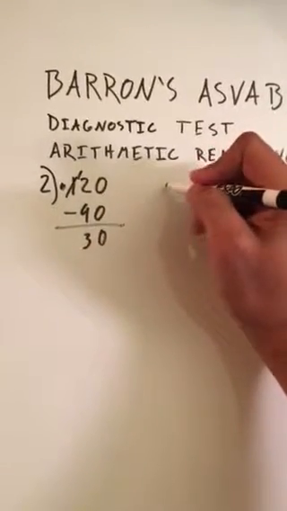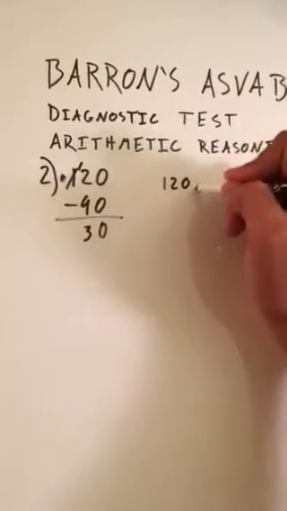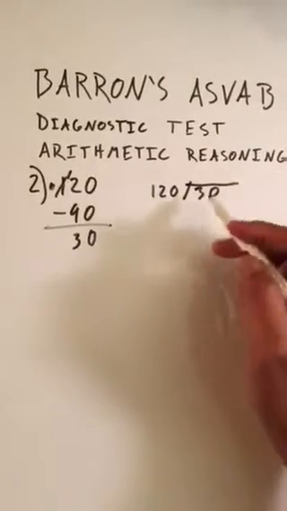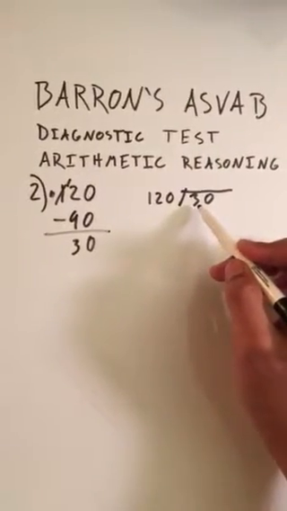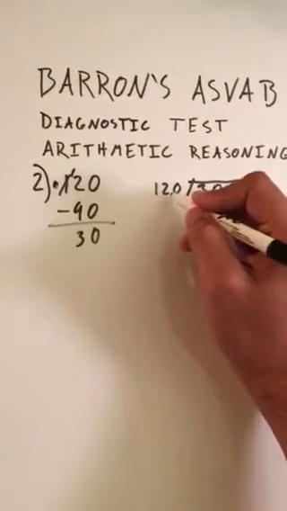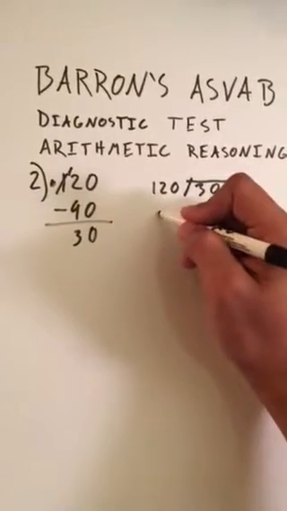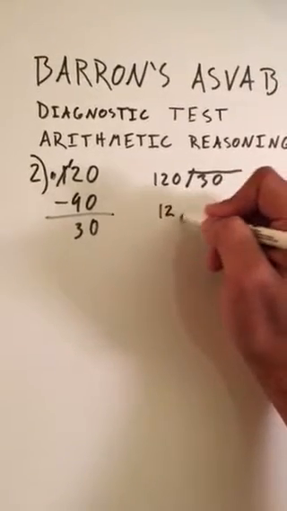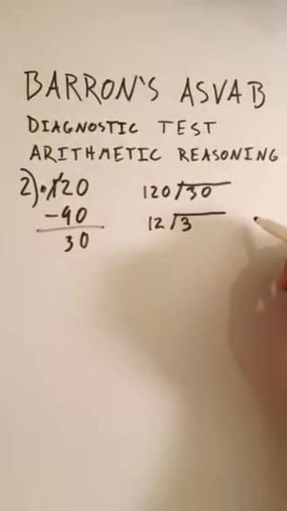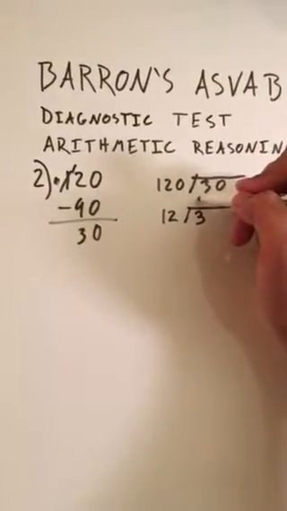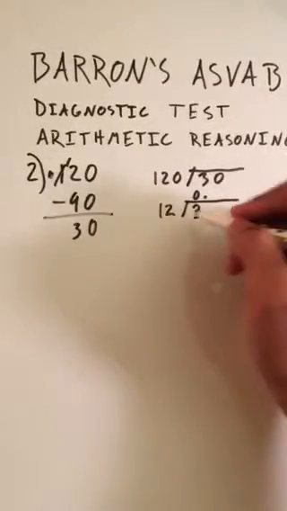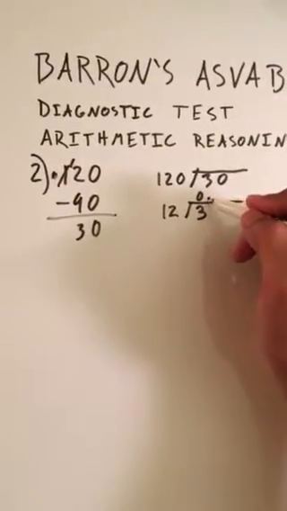So I'm going to do 120 goes into 30. How many times? That's how you find the percent. And 30 divided by 120 is the same thing as 3 divided by 12. Okay? 3 divided by 12 is 0, obviously. 12 does not go into 3. So I put a 0 there and the decimal point.